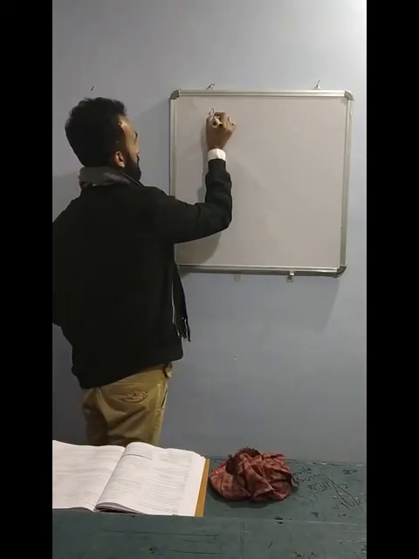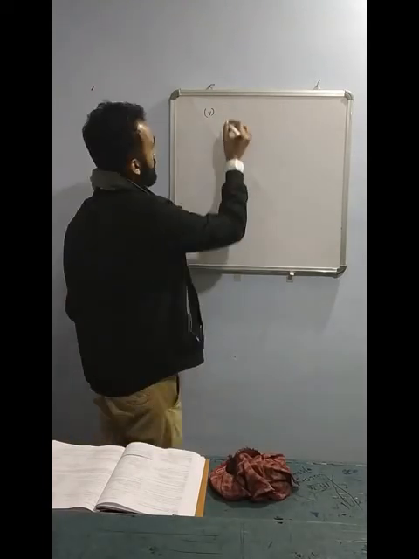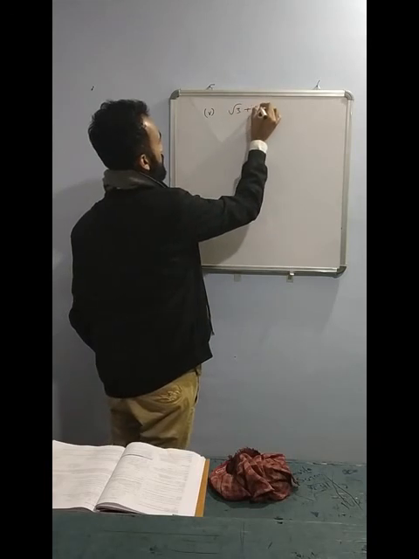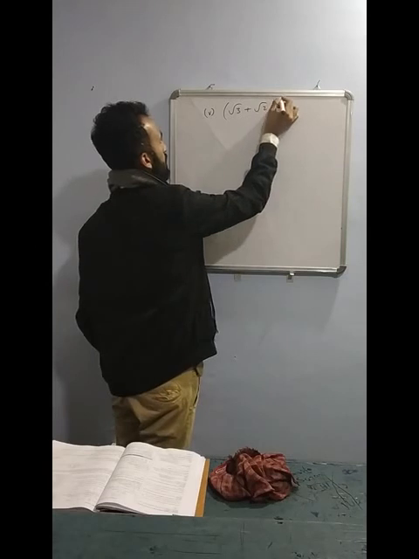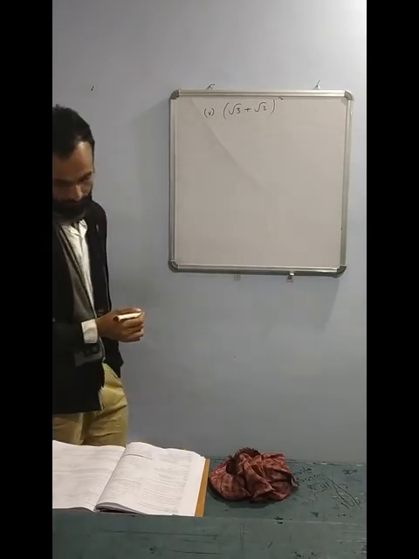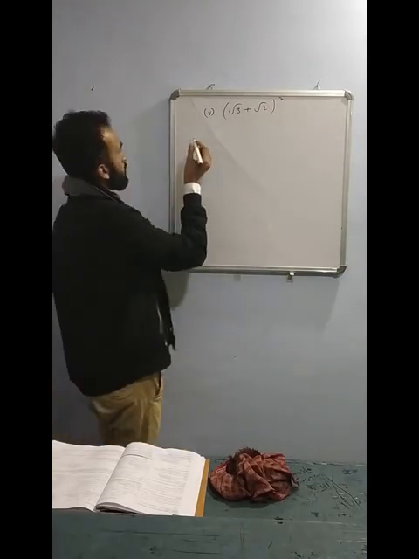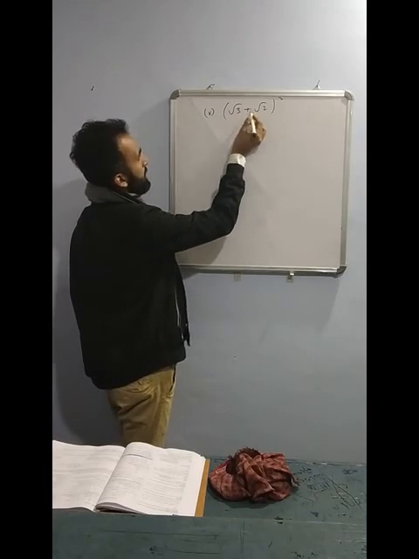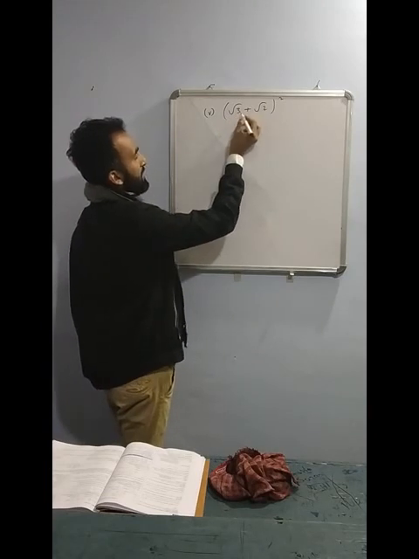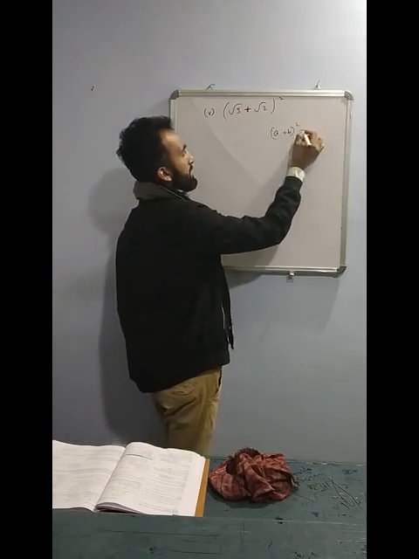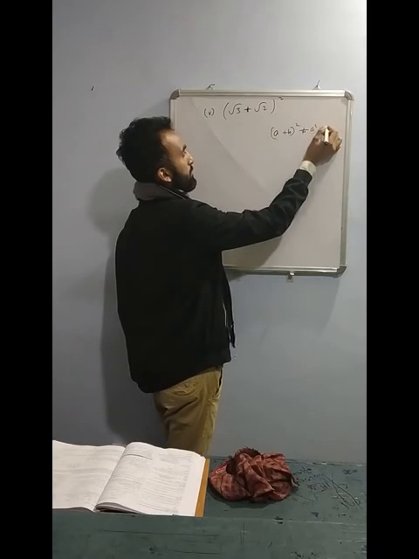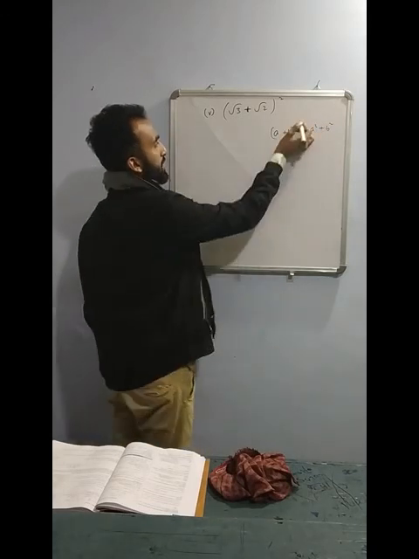Sub number 5 is root 3 plus root 2 whole square. Now, root 3 plus root 2 whole square. See, it is a plus b. Square will not go inside. If there is a plus or minus inside, a plus b whole square is never equal to simply a square plus b square. It cannot be. Square cannot go inside.